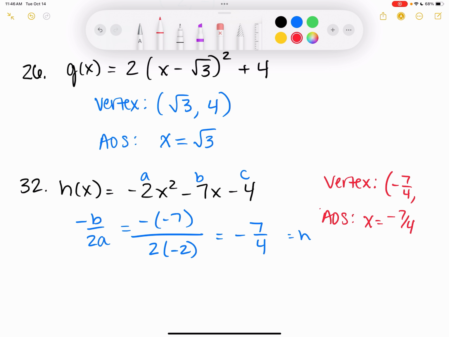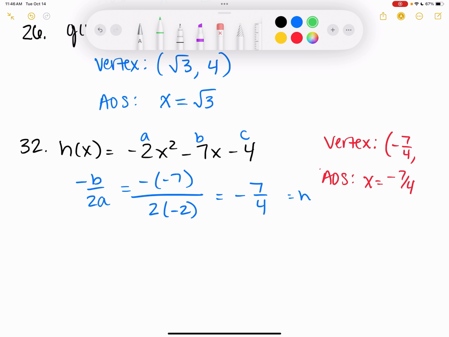Now, I need to find the y coordinate of my vertex. Any idea how I would do that? Put -7 over 4 into x in the equation. Yep. That's so smart. So, h of -7 over 4 is equal to -2 times -7 over 4 squared minus 7 times -7 over 4 minus 4.